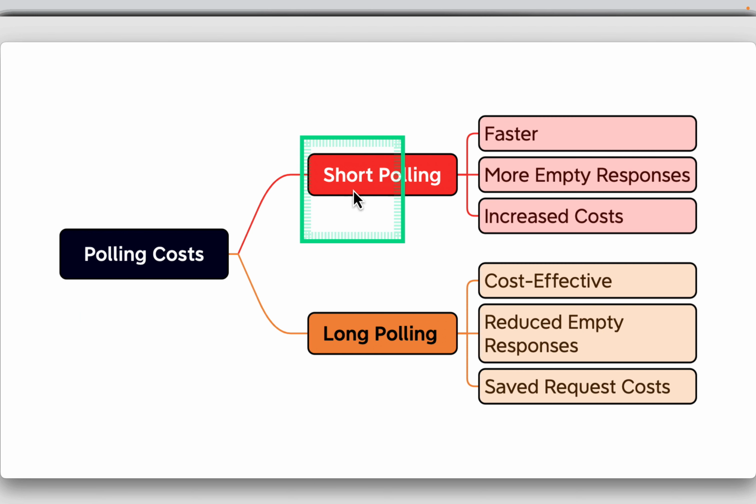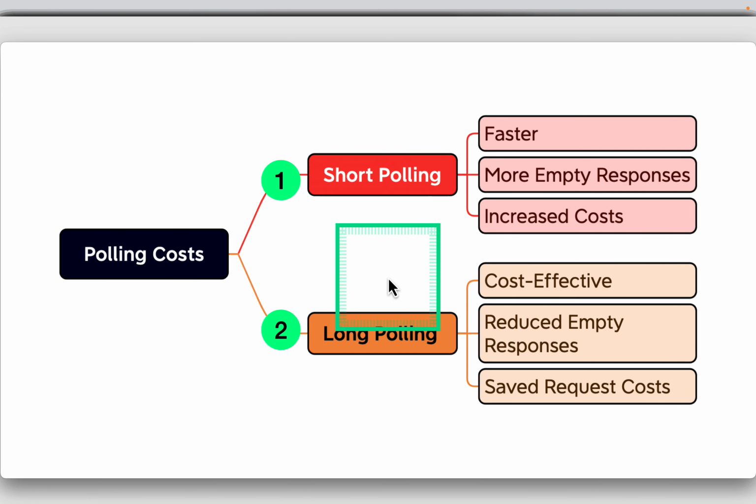Okay, polling cost. Short polling: faster but can result in more empty responses, potentially increasing cost. Long polling: more cost effective by reducing the number of empty responses, saving on request cost.